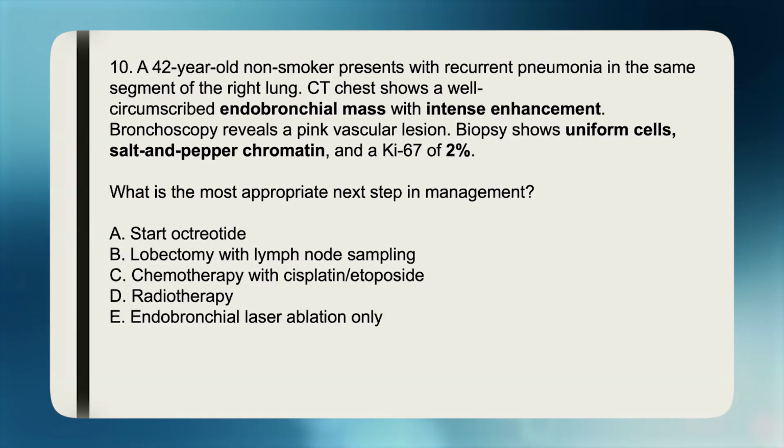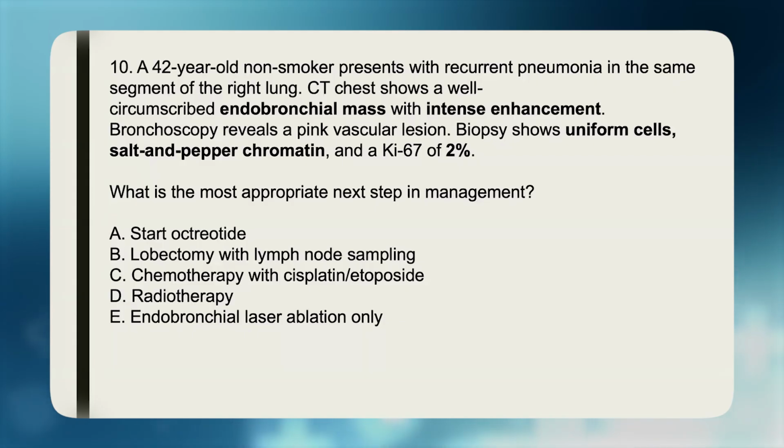A 48-year-old non-smoker presents with recurrent pneumonia in the same segment of the right lung. CT shows a well circumscribed endobronchial mass with intense enhancement. Bronchoscopy reveals a pink vascular lesion. Biopsy shows uniform cells, salt and pepper chromatin, and Ki67 of 2%. What is the most appropriate next step in the management?